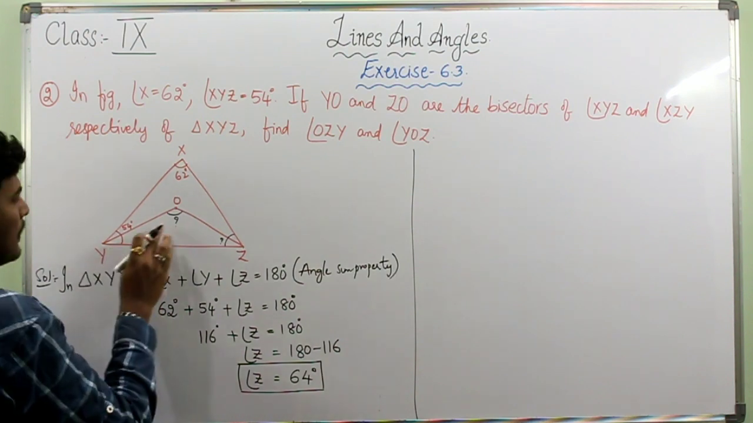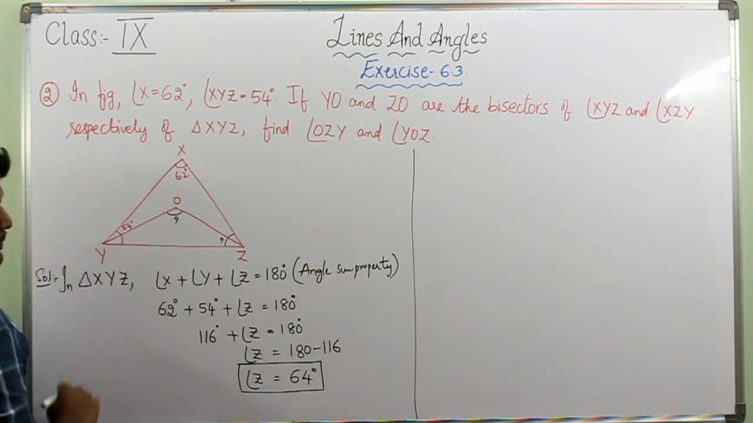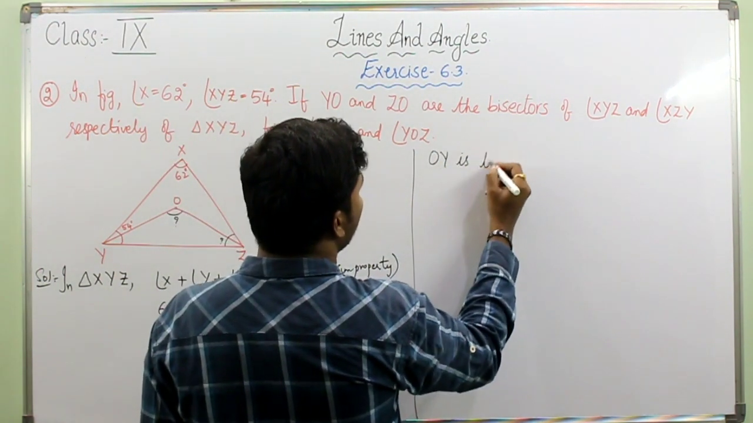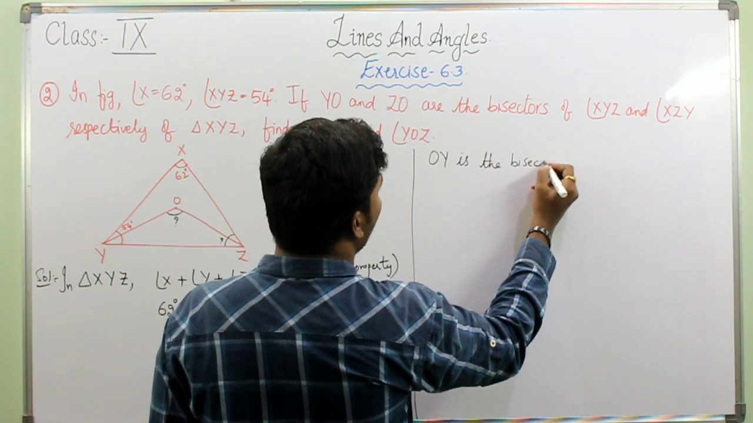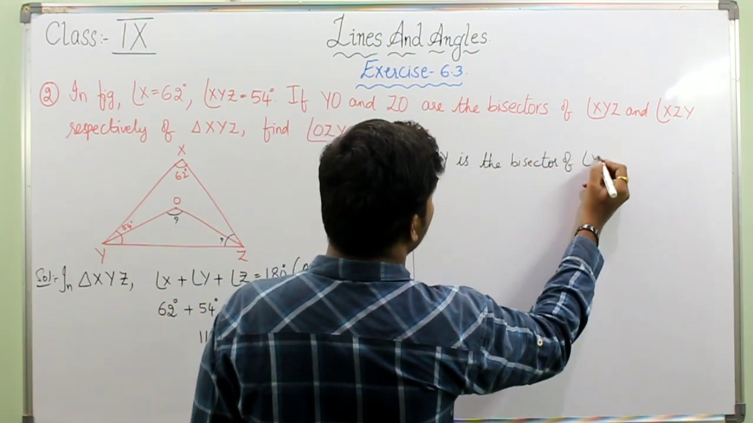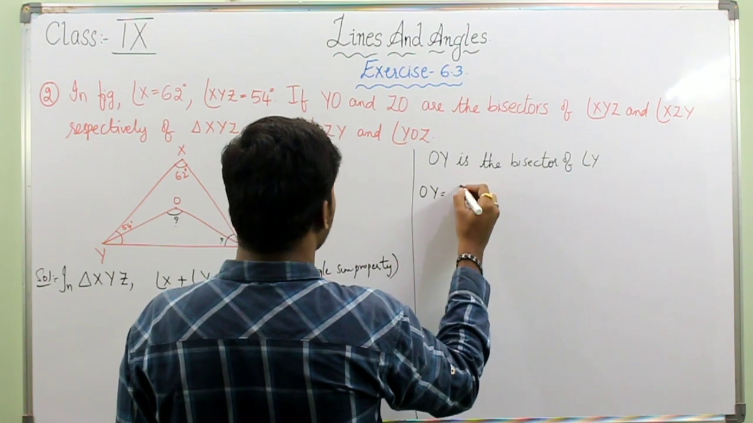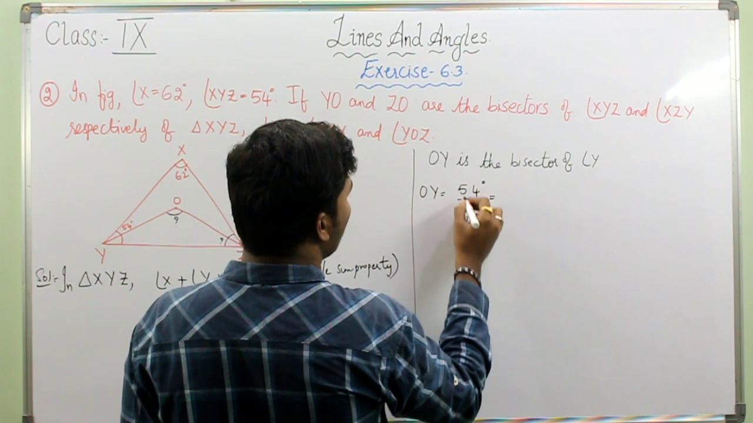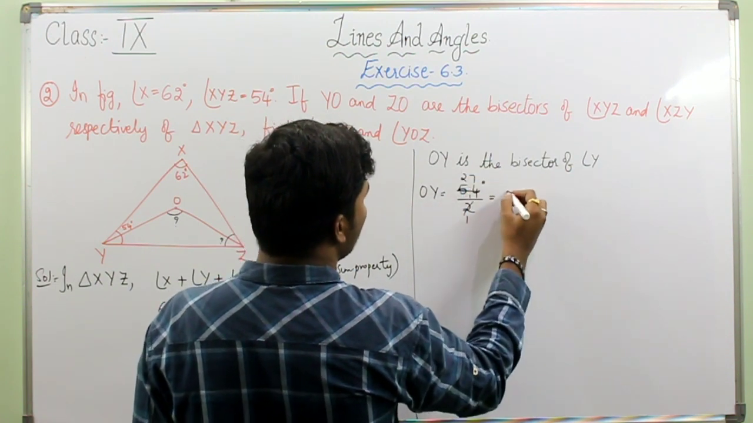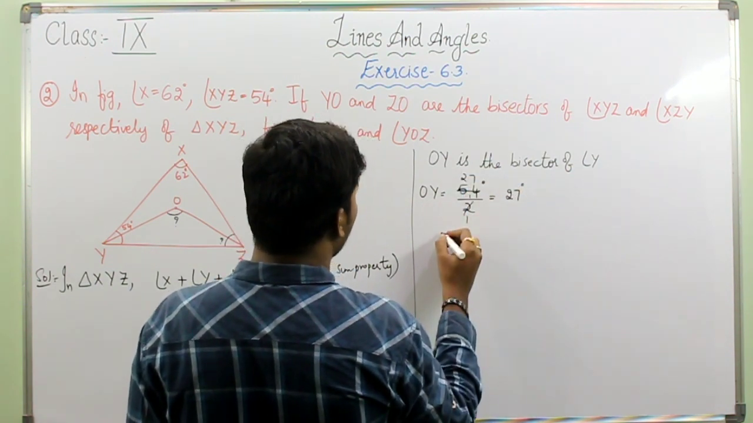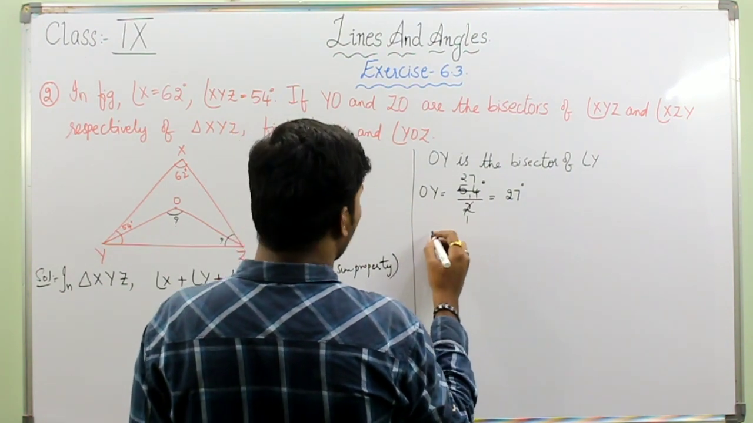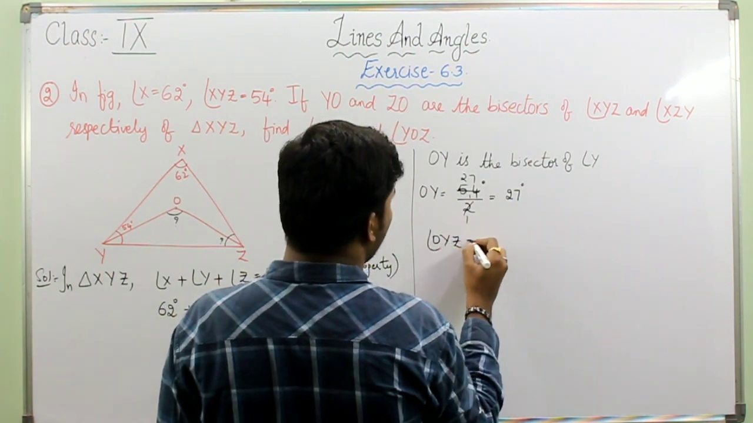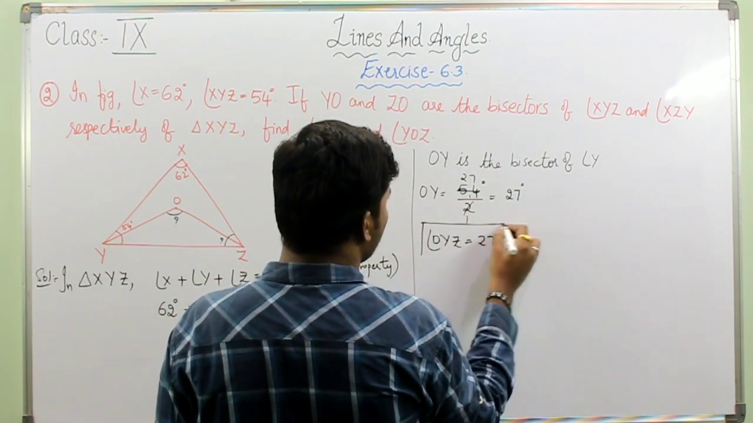Now let us see, OY is the bisector of angle Y. That means angle OYZ will be equal to what? 54 divided by 2, which is equal to 27 degrees. So therefore, angle at the point Y, OYZ, will be equal to 27 degrees.